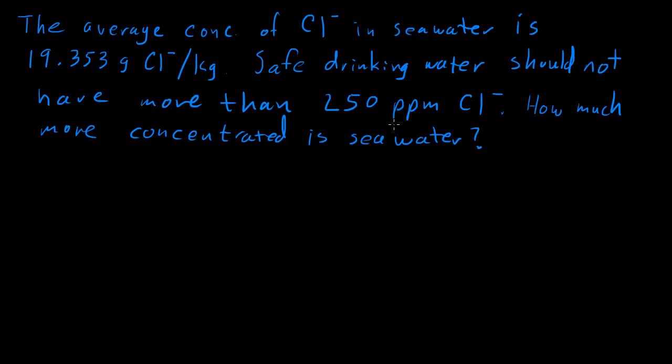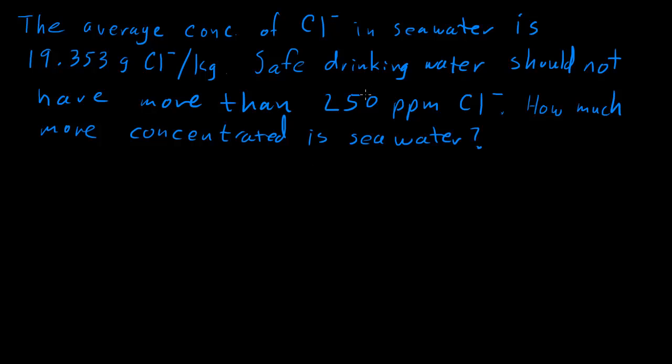If you get too much sodium and too much chloride in your drinking water, what happens is it starts to suck water out of your cells because your body is trying to dilute that seawater, and you end up actually dehydrating by drinking seawater. It's very dangerous. So how much more concentrated is seawater?